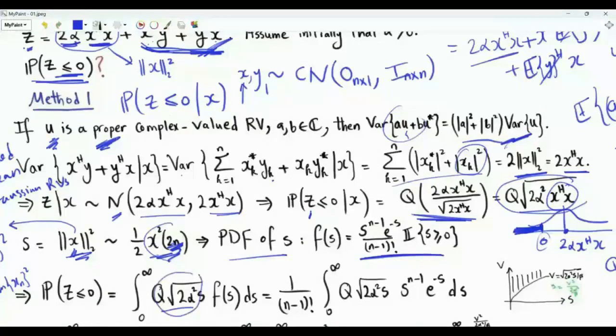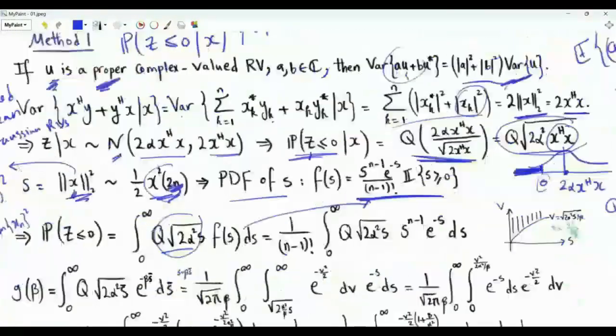We need to take this conditional probability, multiply by the PDF of S, the L2 norm squared of vector X, and then do the integration. If we do this, we are done. We have an expression for the unconditional probability that the random variable Z is less than or equal to zero. So the last step in this part using the first method is to evaluate this integral.